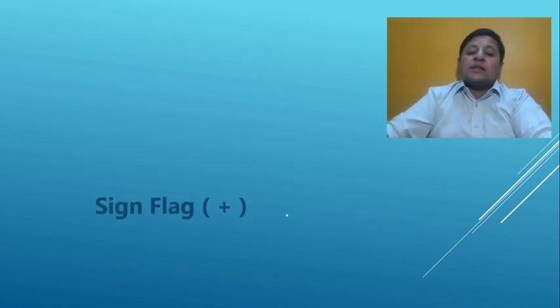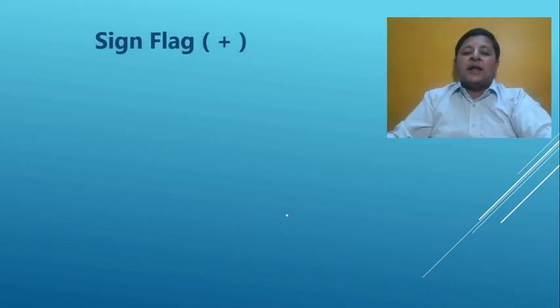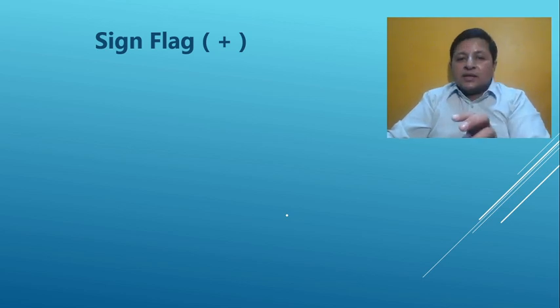The next one is sign flag. Now this is what is the sign flag. The sign is plus. For minus flag, obviously it was minus, but for sign flag, plus is just a kind of a compromise. We don't have any symbols, so C has used plus. It's nothing to do with plus only. I'll tell you what exactly is that.